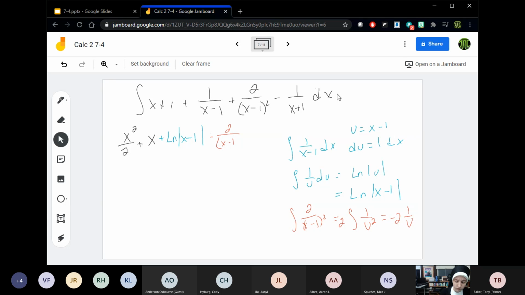And then the last one is again just ln of x plus 1. Does that make sense now?